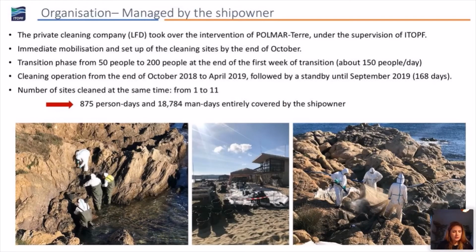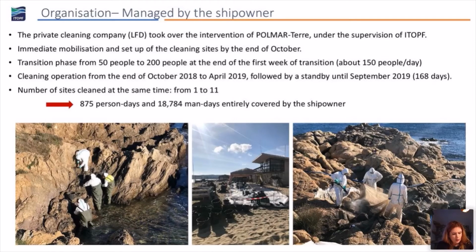Very quickly, the French state asked the shipowner to take over the response, and that's quite typical for the French system. Therefore, the company Le Floch Dépollution was immediately mandated by the insurer on behalf of the shipowner. Le Floch therefore took over from the state team of Polmar under our supervision, and of course in consultation with the authorities. During the transition phase that lasted around 10 days, we saw that the private means increased while the state assets slowly got demobilized.